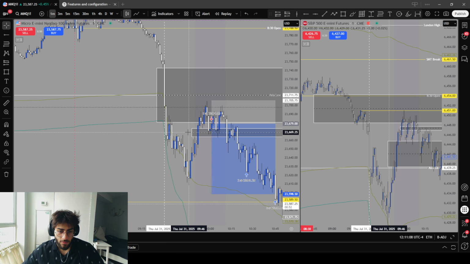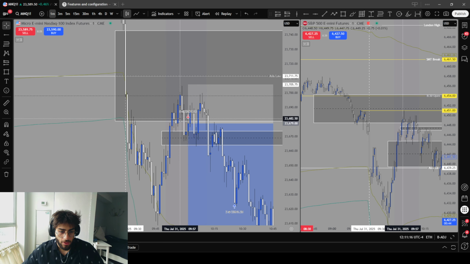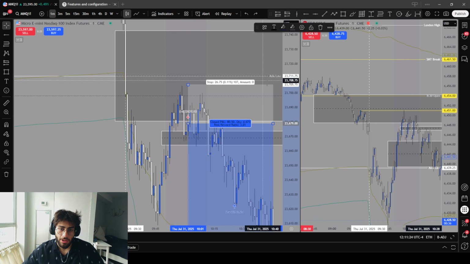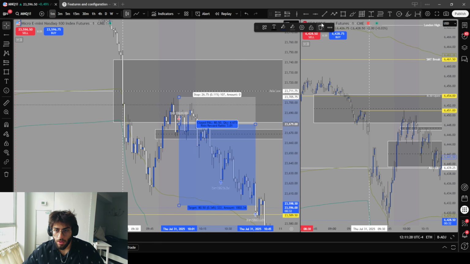So what did we get after this closure? Well, a 1 minute break of structure towards the downside. So what I waited for was this gap to get filled right here. I kind of hesitated on my order entry. I should have set a limit up here. Shit happens. I was just kind of pressed. I didn't get filled. Shit happens.